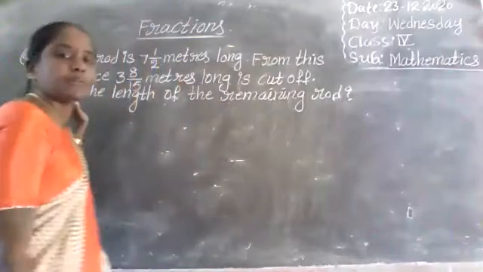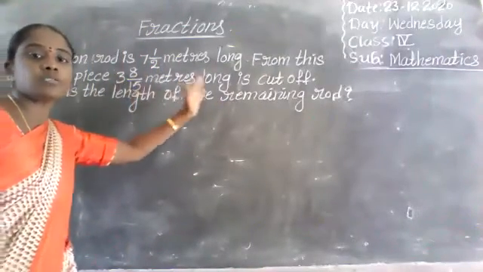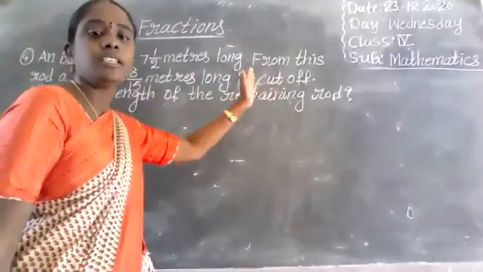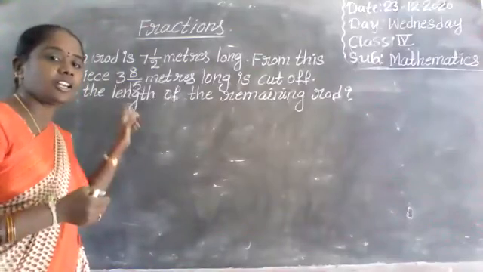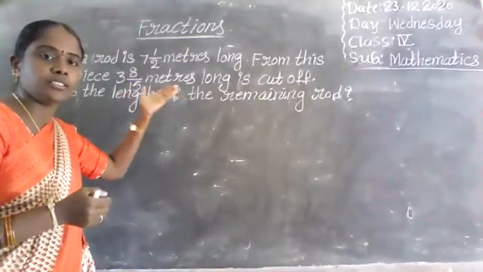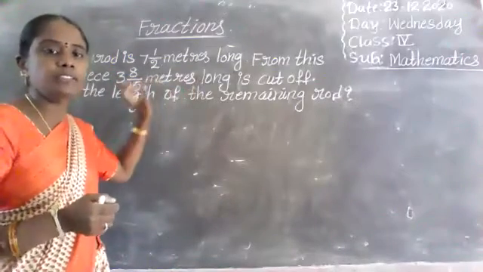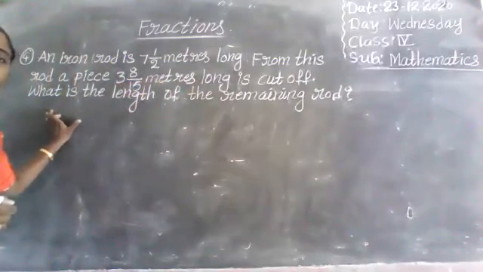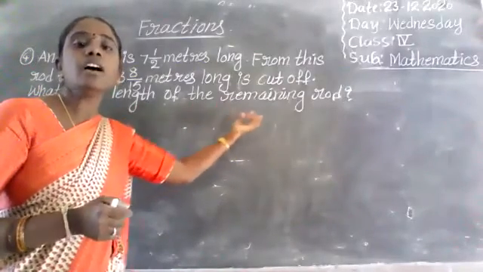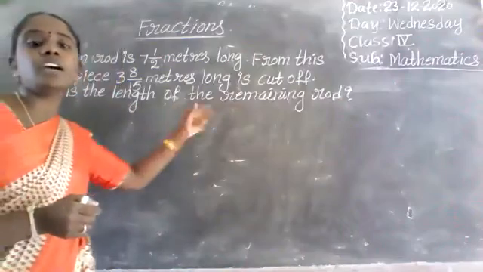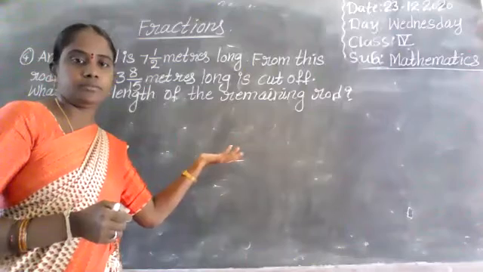From this iron rod, a piece 3 whole 8 by 15 meters long is cut off. Length of cut off piece. What is the length of the cut off iron rod? 3 whole 8 by 15. Now we have to find out the length of the remaining rod. Okay, we have to find out the remaining rod length.